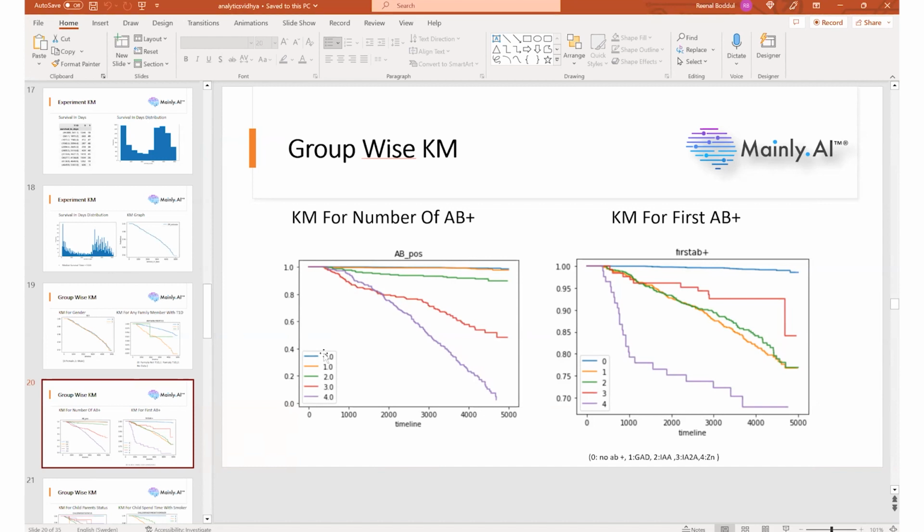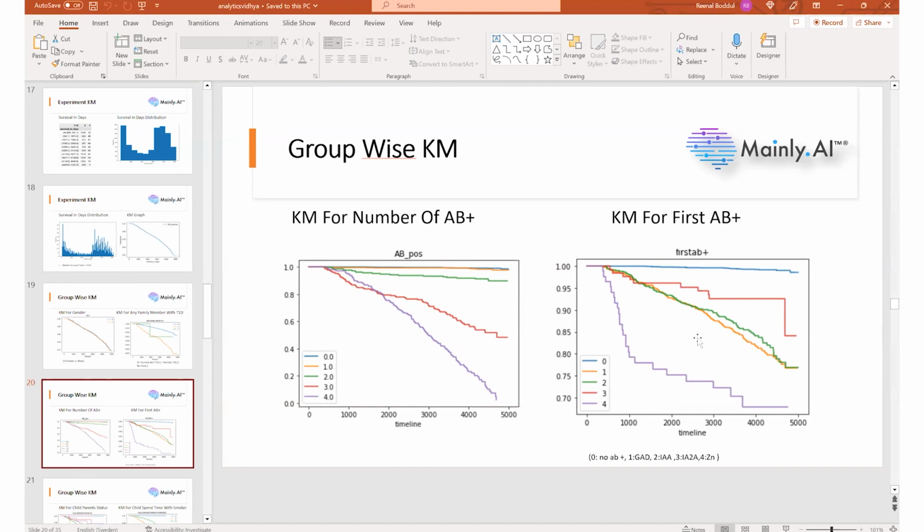So with the Kaplan-Meier graph, or with this survival function, we can see, suppose we have given the treatment to the female and we have given the same treatment to the male, is there any change? Does their survival probability increase or decrease? With this kind of graph, we can check that.